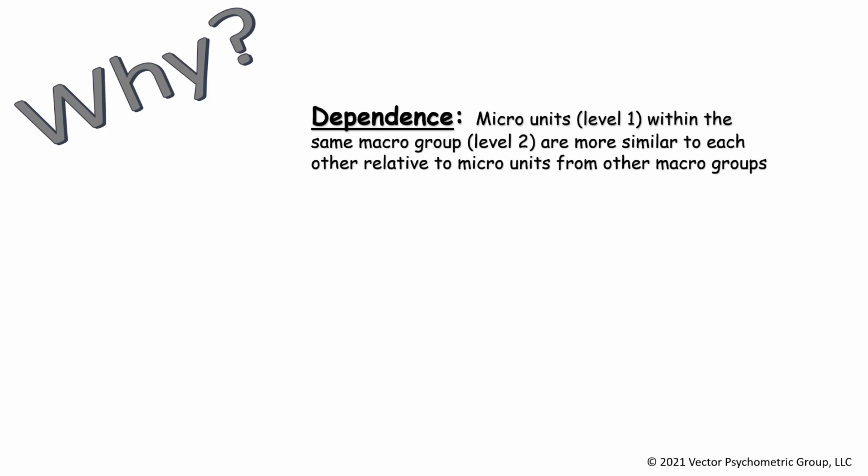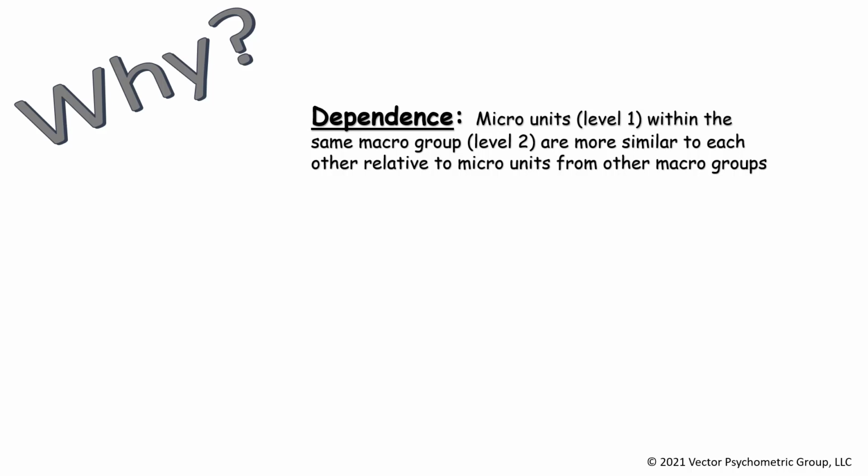A natural question that arises when first hearing about HLM is, why do I need this when I'm already comfortable with standard approaches like linear regression, ANOVA, and t-test? The simple answer is dependence, which these common techniques do not address. Dependence occurs because micro units within the same macro group are more similar to each other compared to micro units from other macro groups. Put another way, micro units within the same macro group are correlated.